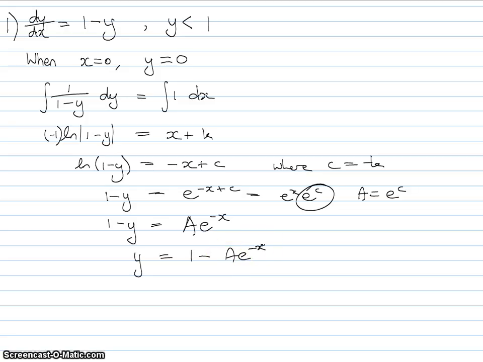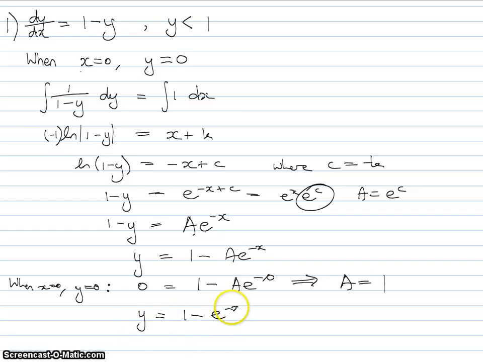Now, I'm not quite finished because I'm told when x equals 0, y equals 0. So when x equals 0, y equals 0, that gives me 0 is equal to 1 minus a e to the negative 0, and that means that a equals 1, if I work this out. And so that means my particular solution is y equals 1 minus e to the negative x.